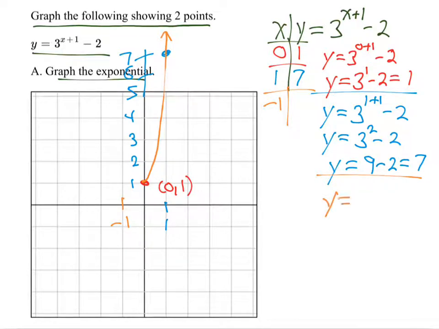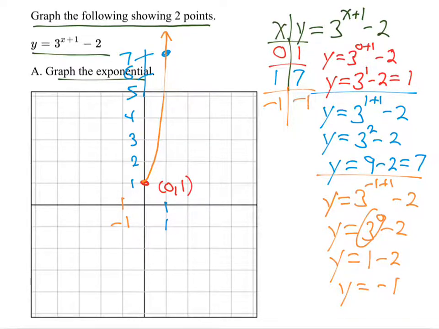So let me plug in negative 1 now. 3 to the negative 1 plus 1 minus 2. That's 3 to the 0 minus 2. Now, what is 3 to the 0? Remember, anything to the 0 power is 1, so that's 1 minus 2, which is negative 1. So that's the point negative 1, negative 1. So that would be right here. So there's the graph, and there's 2 points. When you use the graph making tool, you just need 2 dots. The rest of the graph comes back like this.